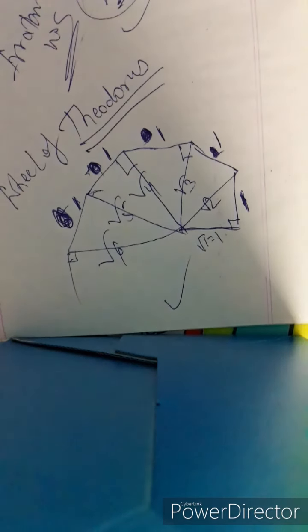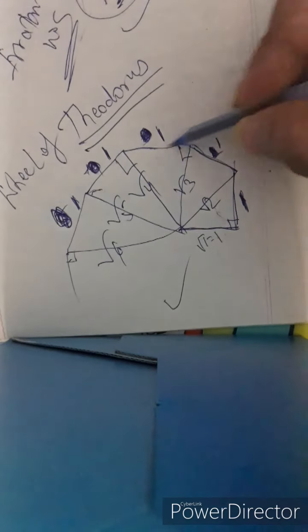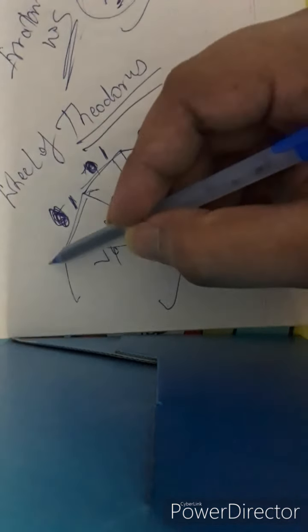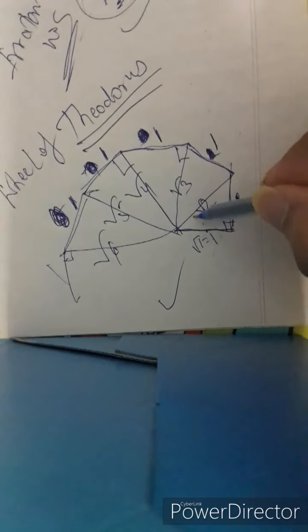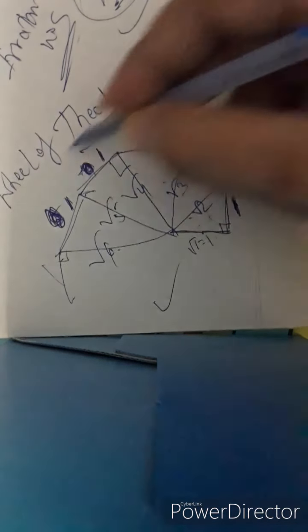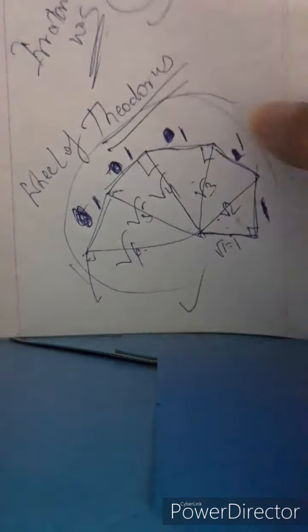I hope you are able to get this concept. All these portions are 1, 1, 1, 1, 1, 1, and these are root 1, root 2, root 3, root 4, root 5, root 6. These are the right angles. Just remember this concept of the wheel of Theodorus regarding irrational numbers. Now coming to solving some problems regarding irrational numbers.